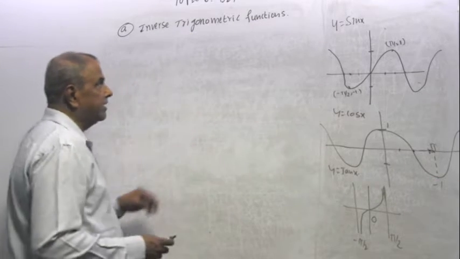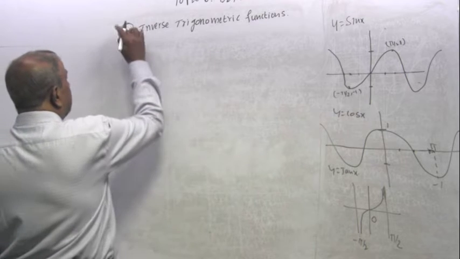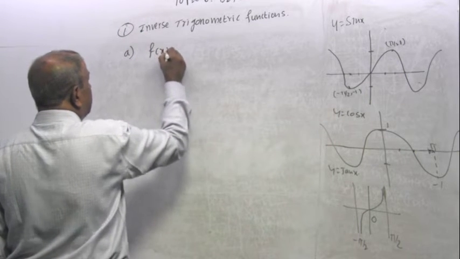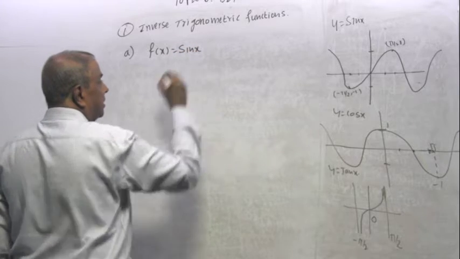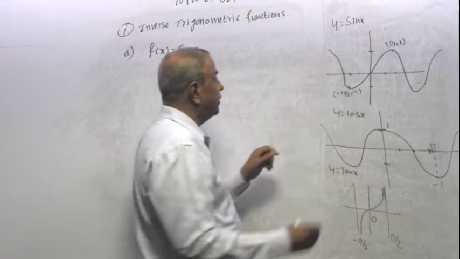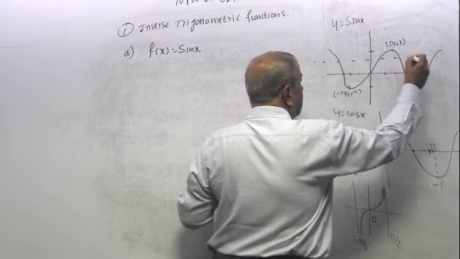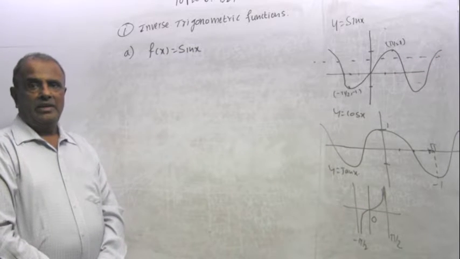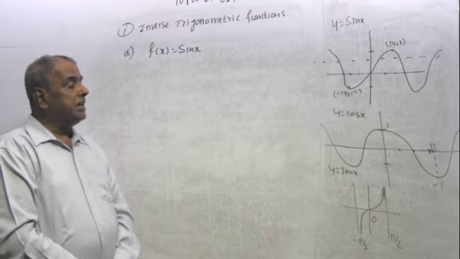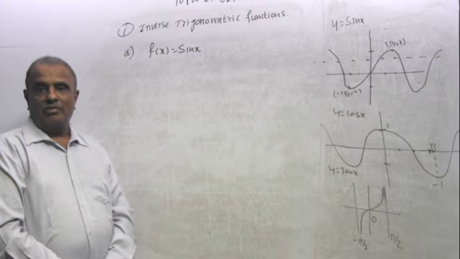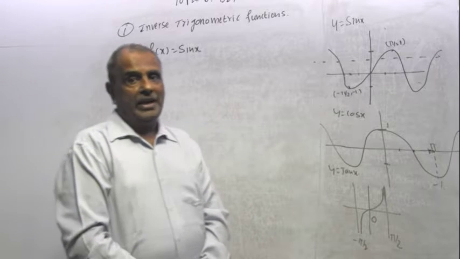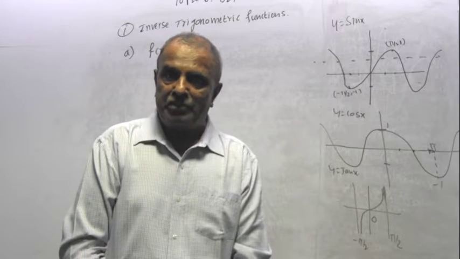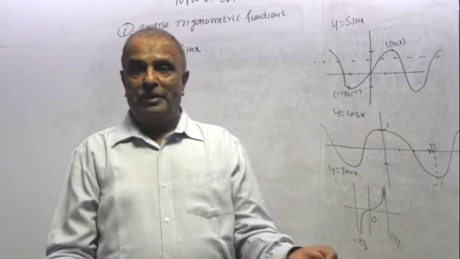So let's look at the function. Let's call this part A, f of x equal to sin x. If you look at the graph of sin x, if I draw a line parallel to the x-axis, there are going to be infinitely many values of x for which there is one value of y. So it is a many to one function, does not have an inverse. But still we talk of f inverse x.